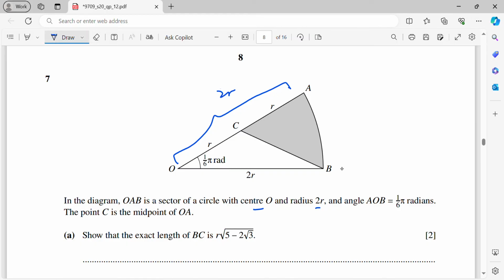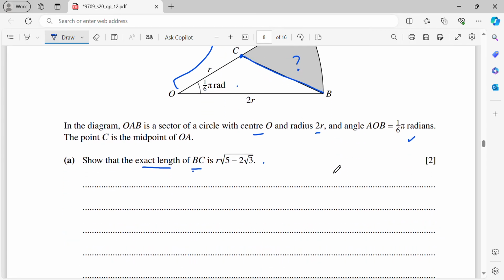Now, angle AOB is 1 over 6 pi, given. The point C is a midpoint. Since this is midpoint, that means OC is R, CA is R. Show that the exact length of BC. So, BC is this straight line. Okay, it's given by this.